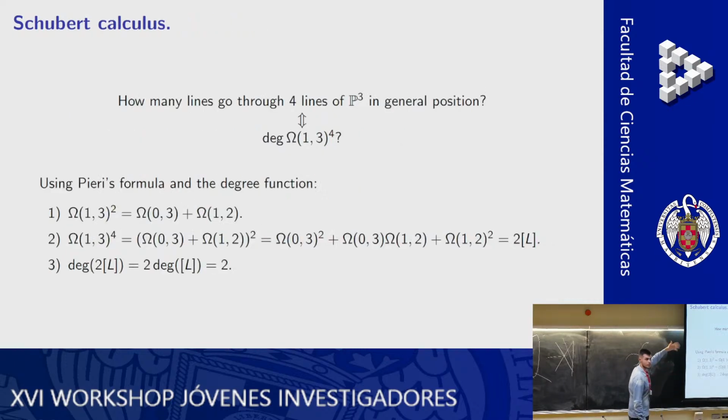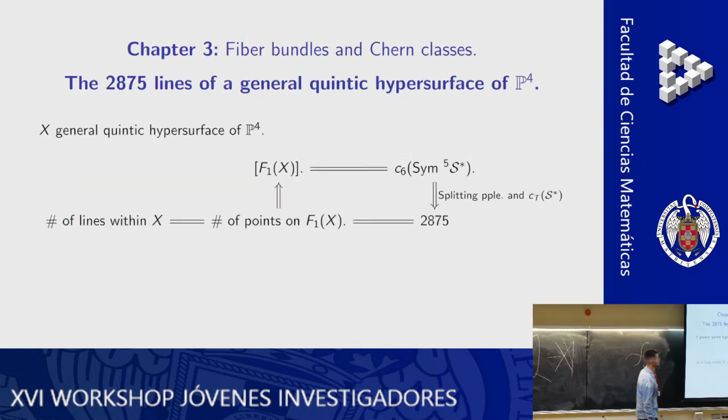So basically, the same question can be posed in arithmetic terms. How many lines go through 4 lines of P3 in general position? Well, we have to compute the degree of omega 1,3 to the 4th. So we use Pieri's formula, binomial identity, Pieri's formula, we get 2L, apply the degree, 2 times the degree of a line, 2. So in general, doing Schubert calculus is this. Okay. So we are going to solve the great question: how many lines are there in a general quintic hypersurface of P4?